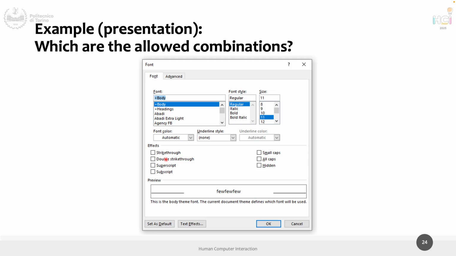But if the user has a goal, I don't think that his goal can be, I don't know how to say. The user doesn't want to make his text strike through and double strike through at the same time. So he will never have this problem.